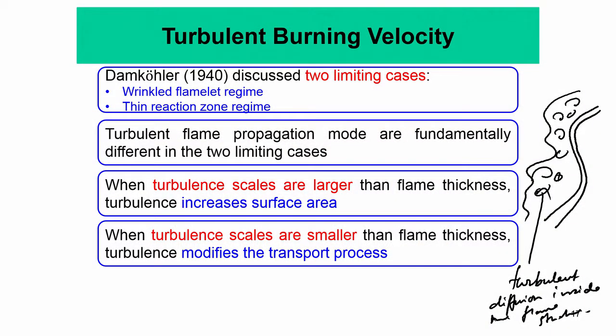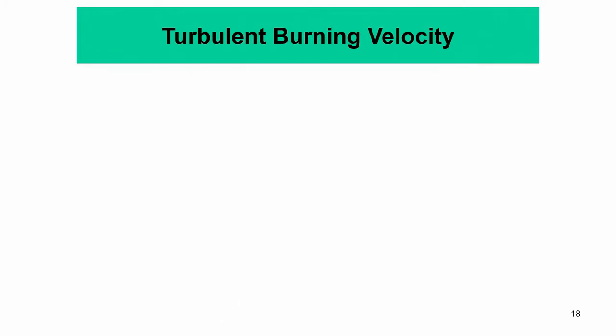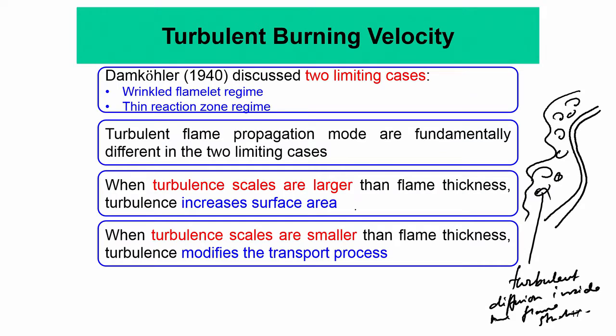So, what we want to say is that when it is a corrugated flamelets regime, where the turbulence scales are much larger than the flame thickness, then turbulence only increases the flame surface area. Whereas, if the turbulence scales are far smaller than the flame thickness, that is in the thin reaction zone regime, then turbulence can modify the transport process also. So, in this one we only need to calculate the increased flame surface area, whereas in this one we might need to even calculate the enhanced diffusion processes that happen inside the turbulent flame structure.